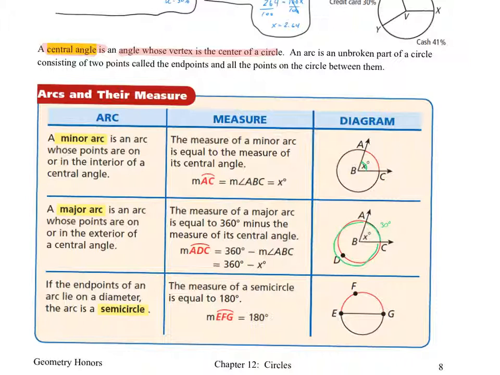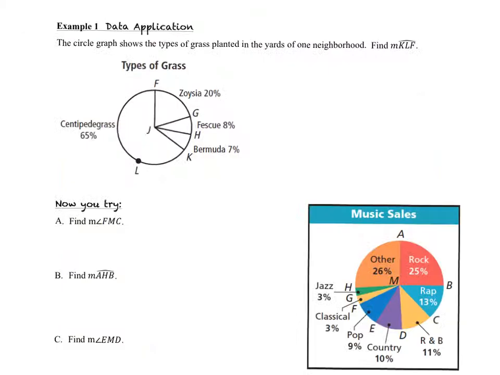If the endpoints of an arc lie on a diameter, then the arc is a semicircle. The measure of the semicircle is equal to 180 degrees. Now this one is actually really important for the work that we're going to do. So anytime that you have a diameter involved, then that arc's measure is going to be 180 degrees since it's half the circle. So keep that in mind.